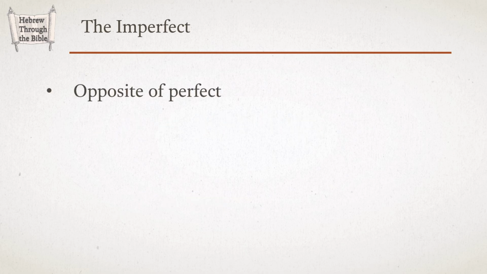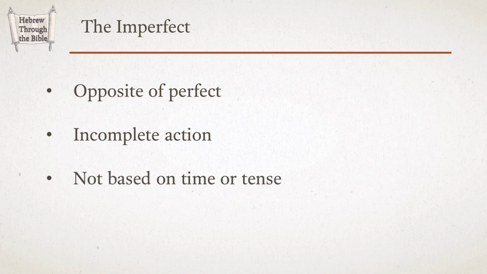But we haven't said anything about what the imperfect means. Well, the imperfect seems to be the opposite of the perfect in its use. Just as the perfect is used for completed action, the imperfect is used for incomplete action. Again, it seems that the verbal system in Hebrew is not based on time or tense, but rather on type of action or aspect. And the imperfect, as a basic starting point, shows incomplete action.